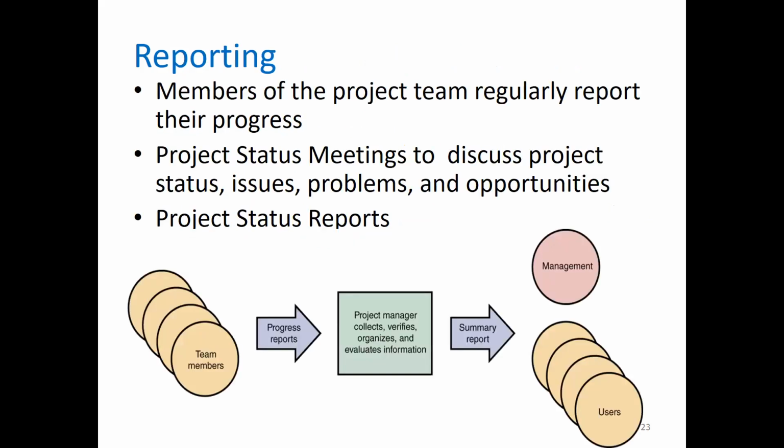Reporting. Members of the project team regularly report their progress. Project status meetings discuss project status, issues, problems, and opportunities. Project status reports. The diagram in the slide shows members of the project team reporting their progress to the project manager, who in turn reports to management and users.